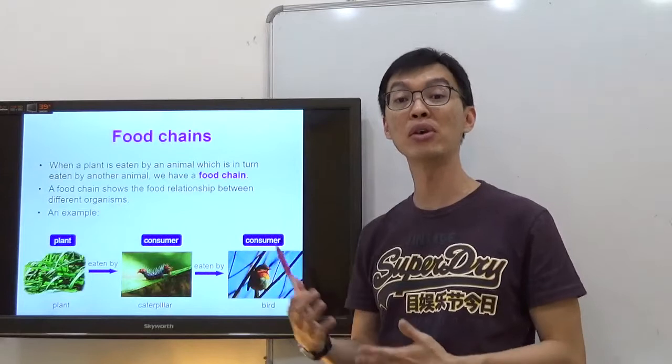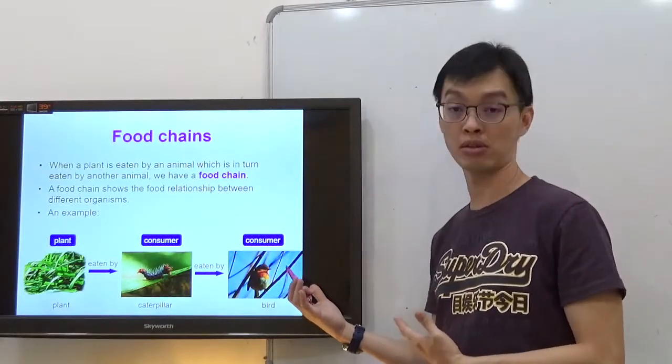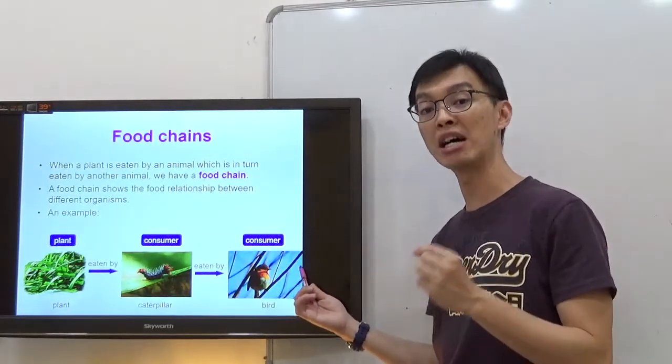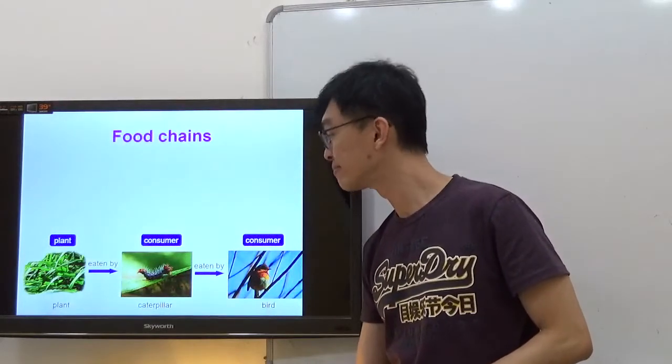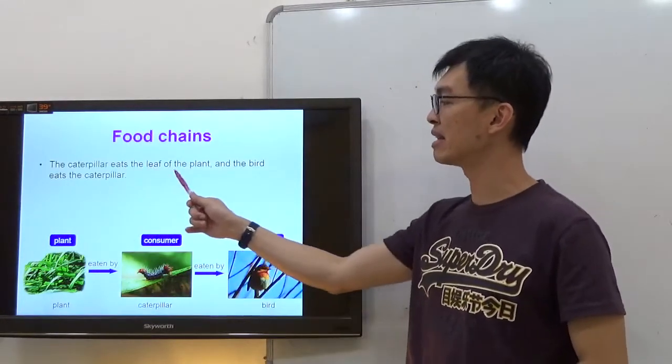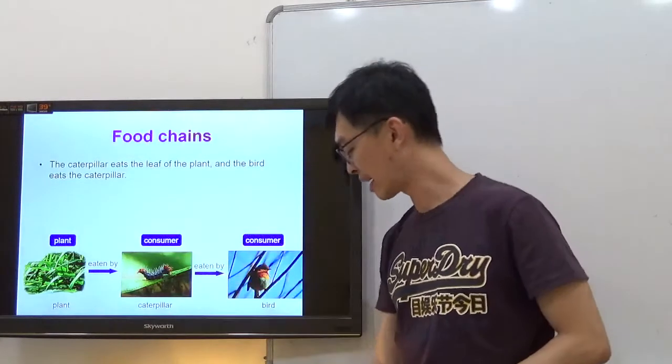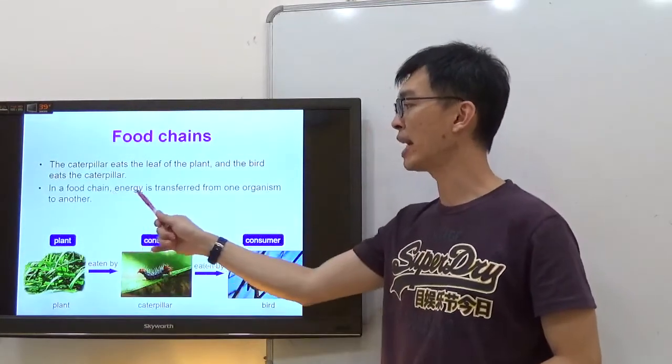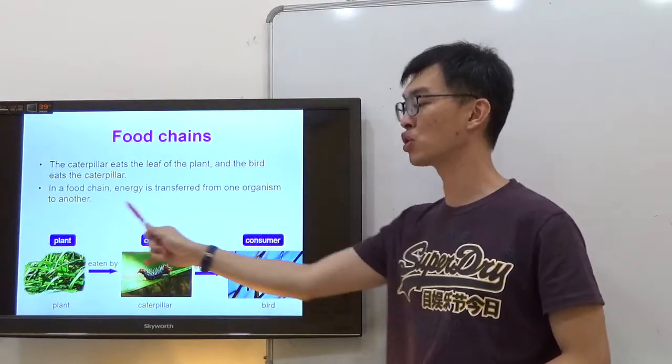The last animal in the food chain is usually a consumer. The caterpillar eats the leaf of the plant and the bird eats the caterpillar. In a food chain, energy is transferred from one organism to another.